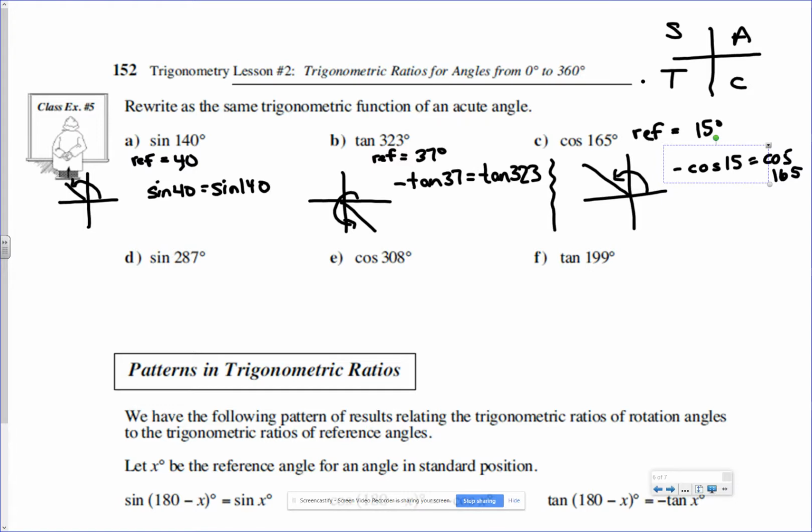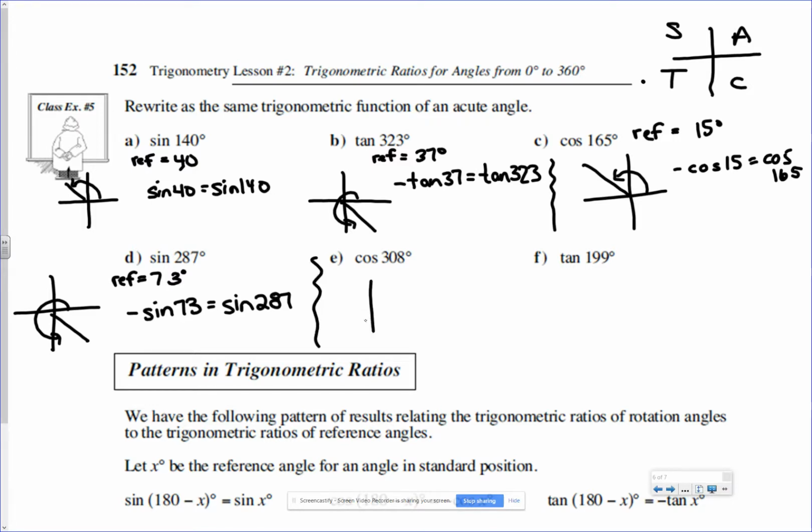And then looking at this next one, I have tan of 287, which is in my fourth quadrant. So 287 is over here in my fourth quadrant. So my reference angle on that is 73 degrees. And in that quadrant, cosine is positive, so this would have to be a negative tan of 73 degrees to give us the same answer as tan of 287.